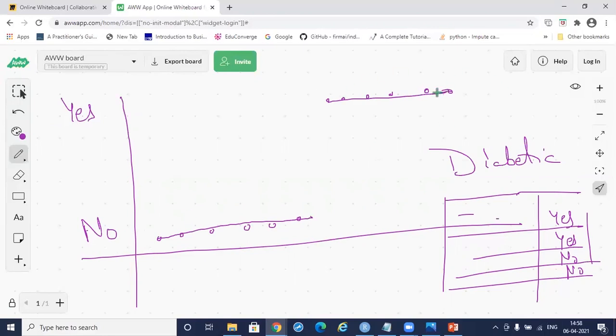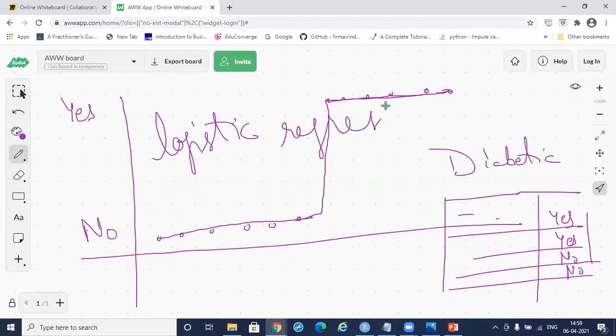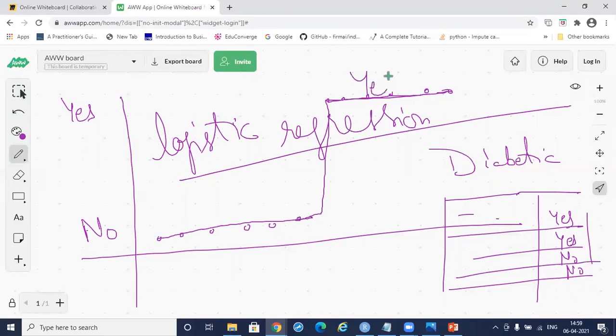When such a condition arises, we need another function known as the logistic function. Here we apply logistic regression, where we come up with a decision of only two values, either yes or no. So this is basically logistic regression.